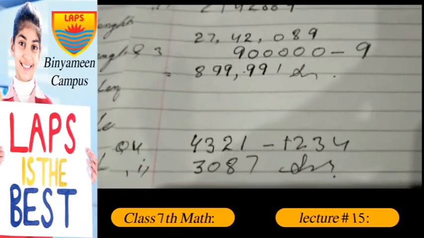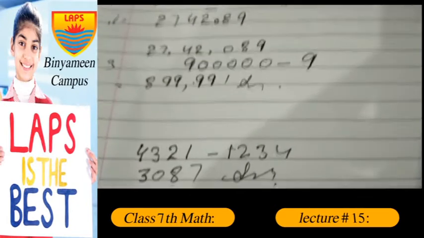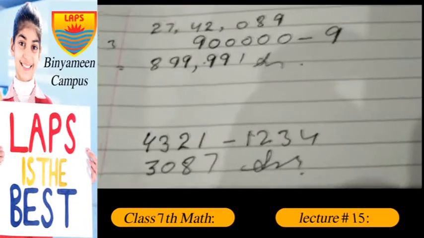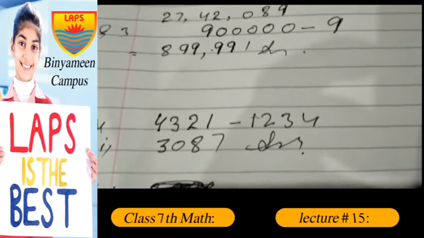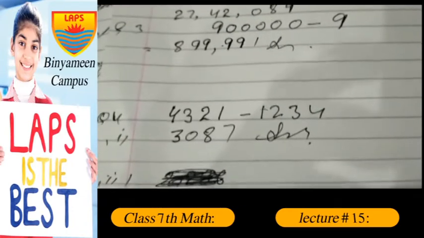3087. The other value, like 1, 2, 3, 4, I write in ascending order. It means larger to smaller. You subtract the values and then we find the difference between these values. 3087 is the answer to this question.